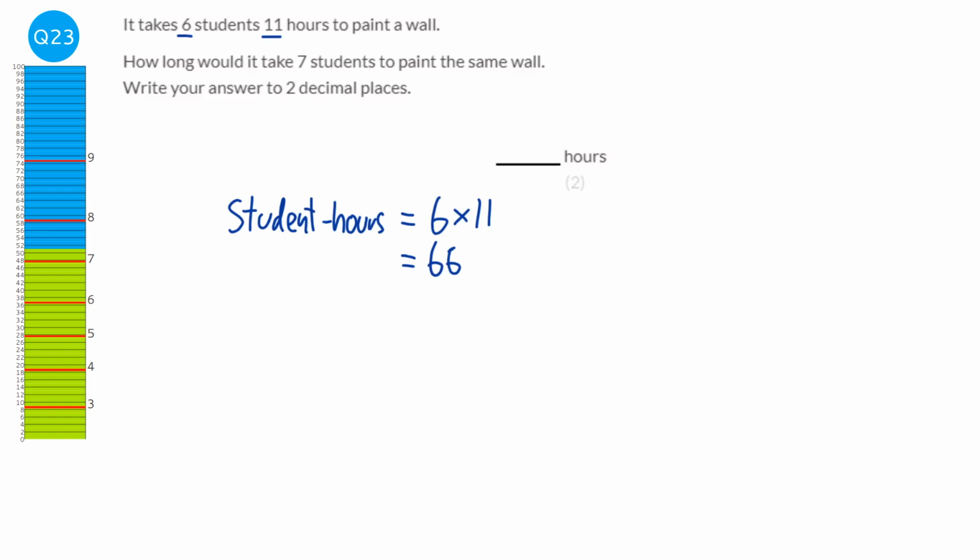So here we've got 6 students and it takes 11 hours, and it says how long will it take 7 students. Well, if there's 66 student hours but they're sharing the time, we just divide 66 by 7. So 66 divided by 7 is 9.428 and so on, and it wants 2 decimal places, so it will take them 9.43 hours.